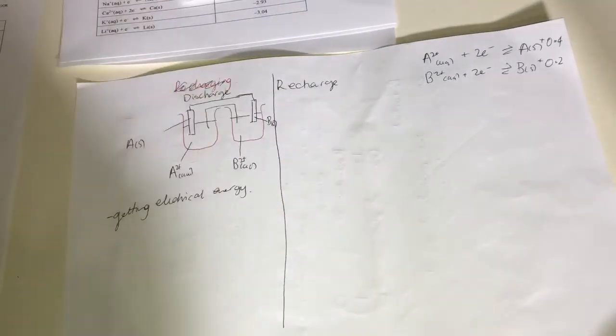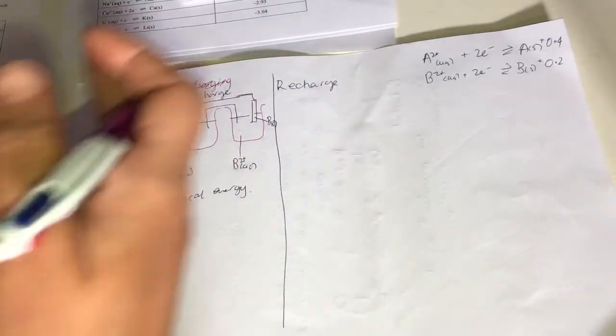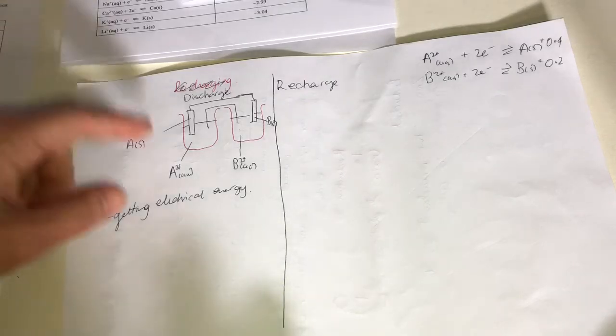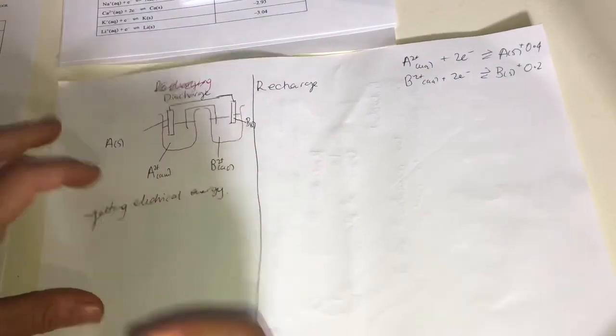Here we have a salt bridge because it's a typical beaker galvanic cell, but not all of them have that. You could have a membrane separating the two. Anyway, because A2+ is the strongest oxidant present, it will be reduced.